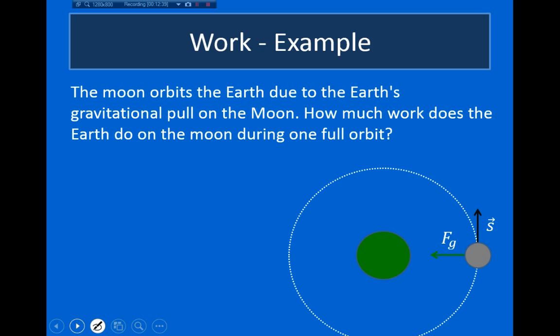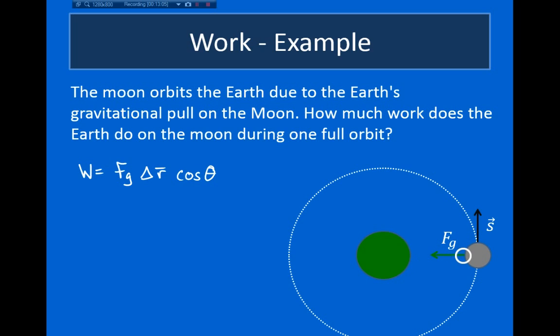So let's go ahead and look at another example. This example asks us to calculate the work that's done by the gravitational force on the moon when the moon orbits the Earth. So remember that there's a lot of different ways we could calculate work. One is that it's equal to the gravitational force times the displacement times cosine of the angle in between these two things.